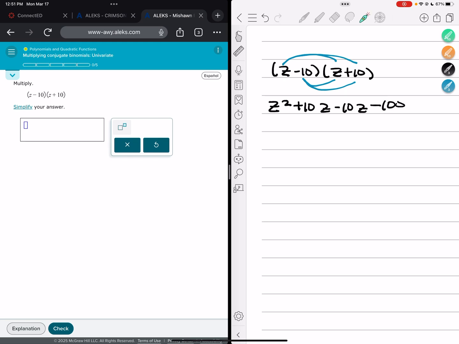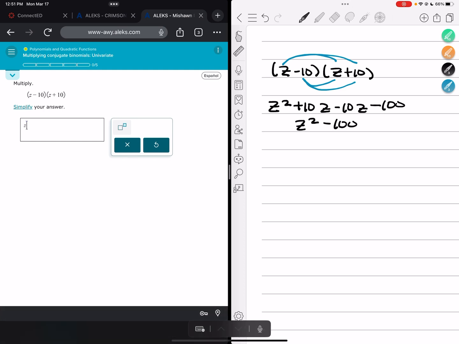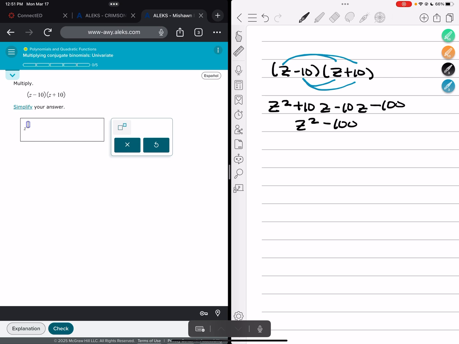So if I notice these two in the middle, when I combine like terms, positive 10z and negative 10z cancel each other out and go away. So I'm just left with z squared minus 100. So that's what I write, z squared minus 100, which we can check.